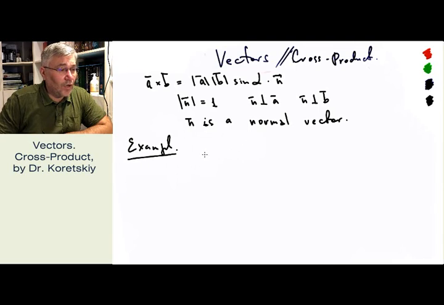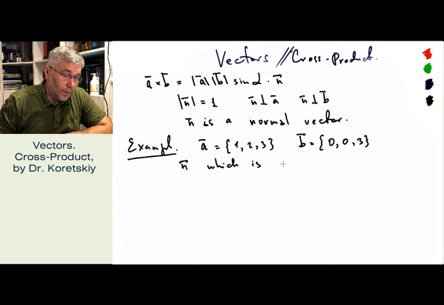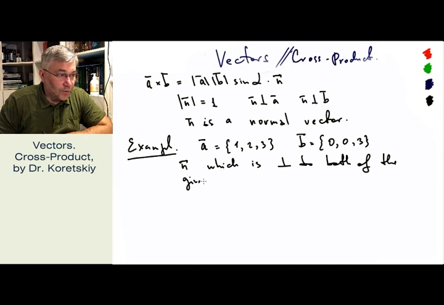So here we have an example. You have vector A equal, for example, 1, 2, 3, and vector B equal, I don't want to calculate too much, that's why it will be 0, 0, 3, and you have to find vector n which is perpendicular to both of the given vectors.